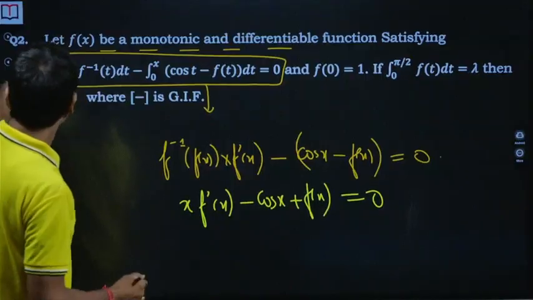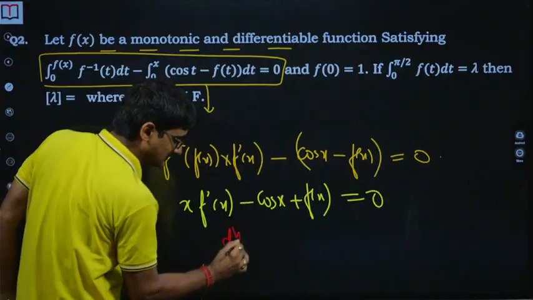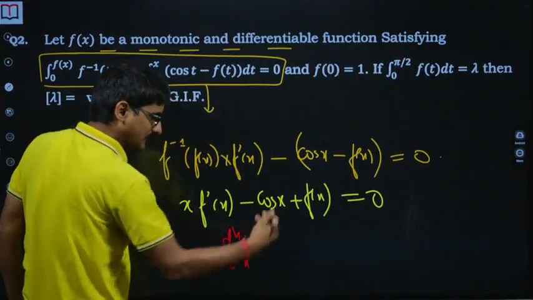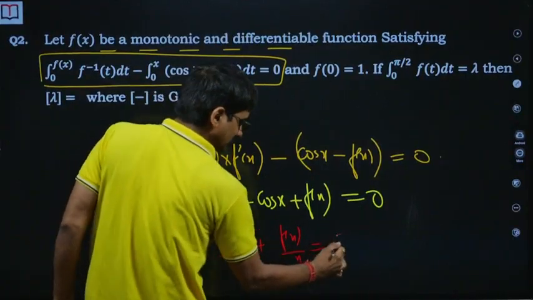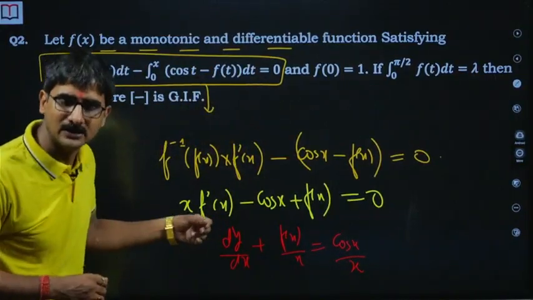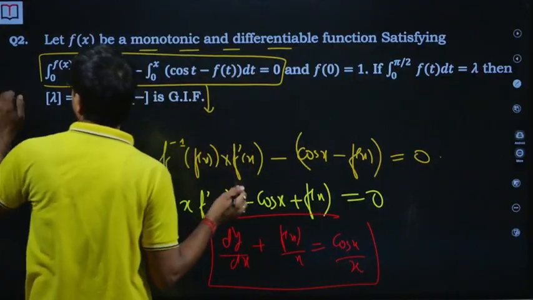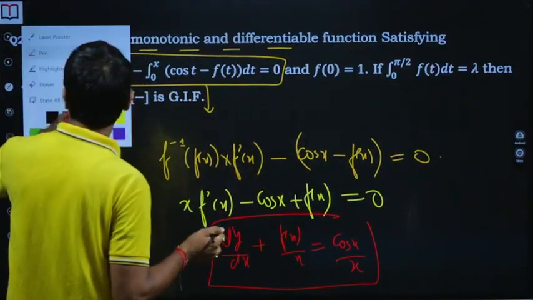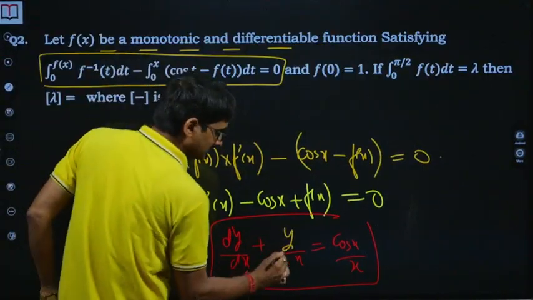Okay, so I think we are heading towards an LDE, f dash x, so I'm writing it as dy by dx divided by fx plus f of x by x is equal to cos x by x, isn't that? Now the integrating factor is, so it's an LDE, all of you can see. Of course I wrote f of x, so I'll replace it here with y because I'm using y here. Okay, so it's y by x.